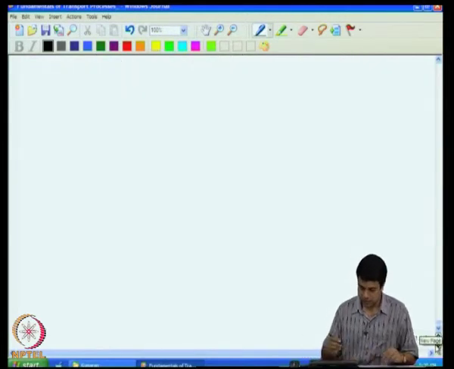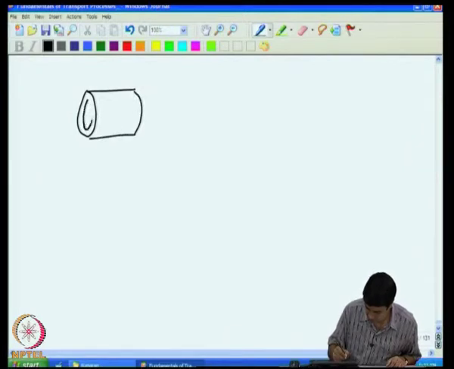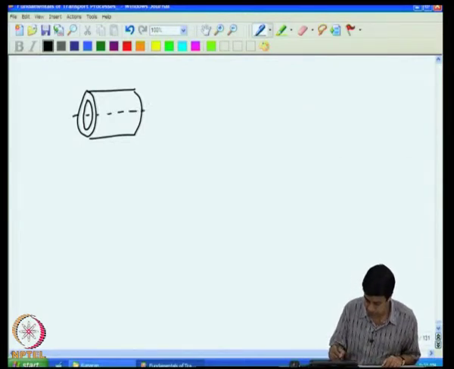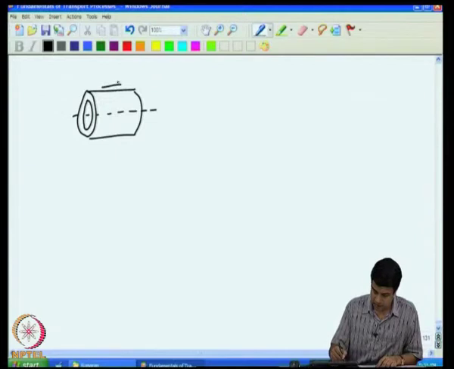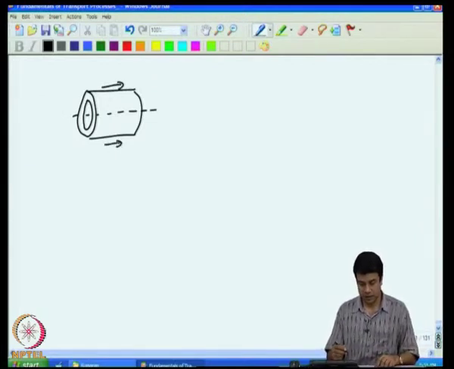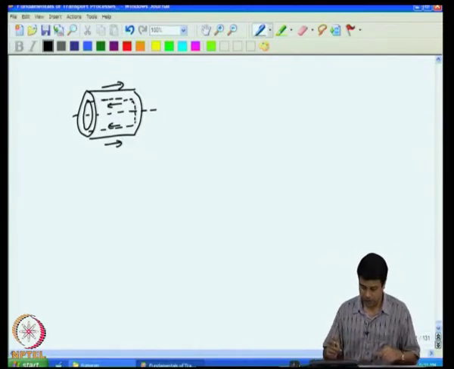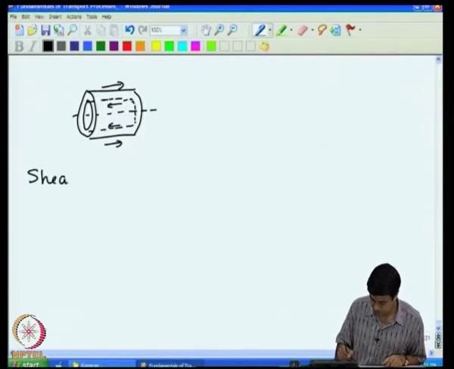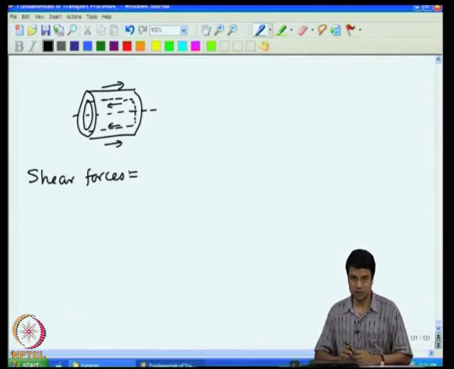What about the applied forces? Let us go back to looking at the cylindrical volume. This is the axis of the cylindrical volume. There are applied forces, there are shear stresses acting on these surfaces. They act not only on the outer surface, but also on the inner surface. So, therefore, the shear force is going to be equal to the shear stress times the area of the cylindrical surface.